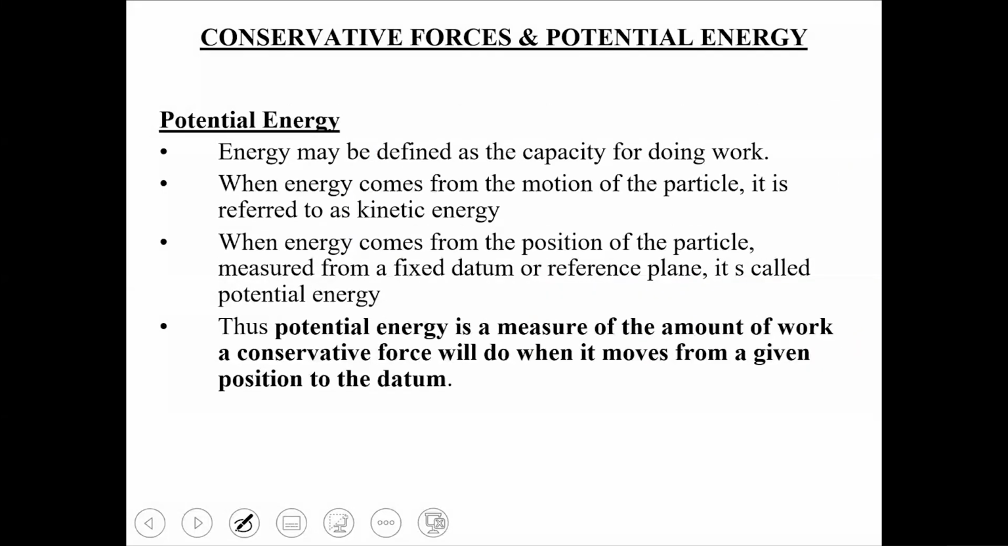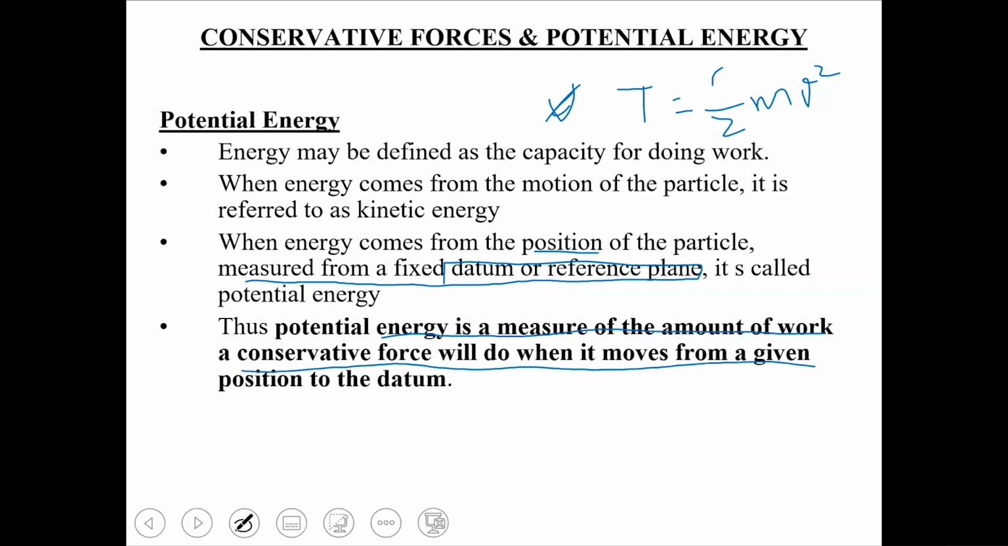पोटेंशियल एनर्जी फिर हमने डिफाइन की थी कि energy which comes from the motion of a particle is referred to as kinetic energy, जिसको हम T equal to half mv square से रिप्रेजेंट करते हैं. पोटेंशियल एनर्जी, when this energy comes from the position of the particle, और जब हम पोजीशन की बात करते हैं तो that position is going to be referenced from some fixed datum or reference plane. So that particular energy is termed as the potential energy. Thus potential energy is the measure of the amount of work a conservative force will do when it moves from a given position to the datum.